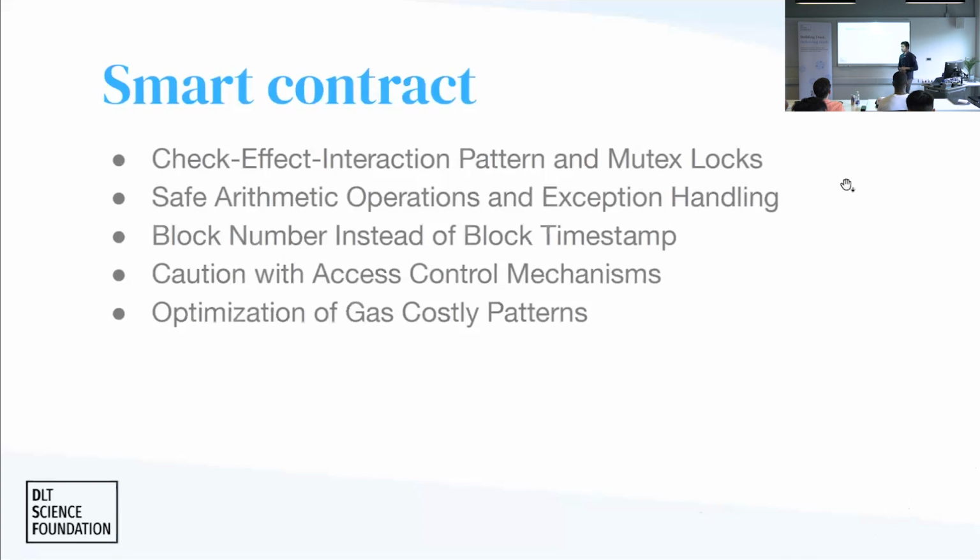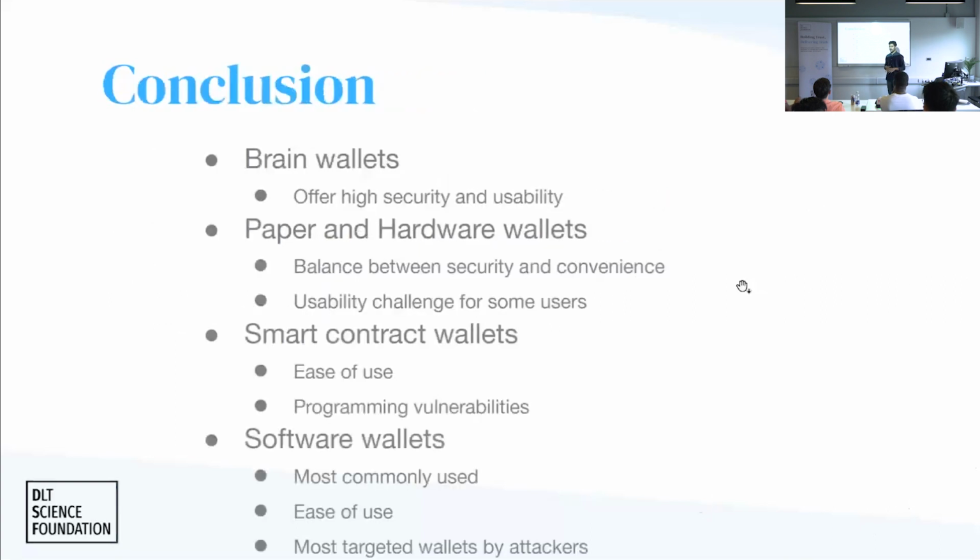So in conclusion, we got that brain wallets offer high security and usability. It's easy to remember. And then we got paper and hardware wallets, which strike a balance between usability and security, but it's hard for users to carry the hardware wallet everywhere we go.